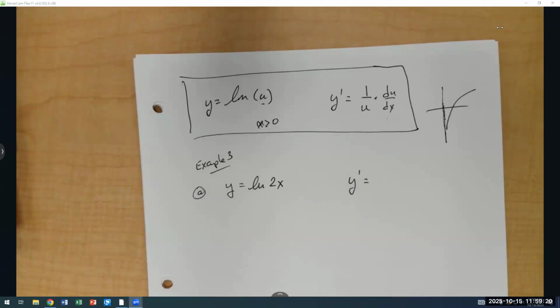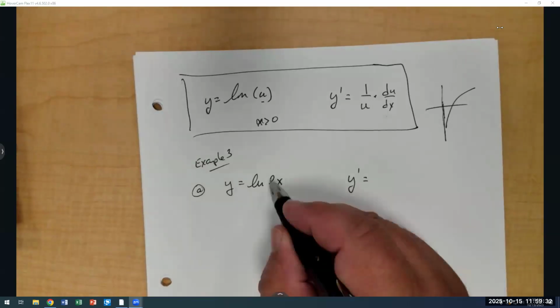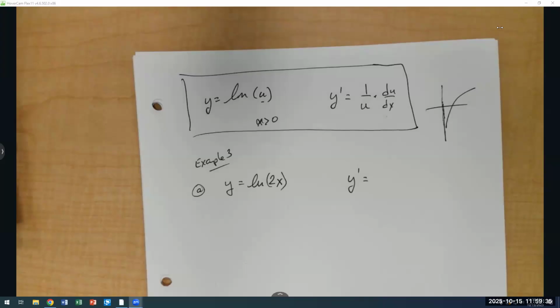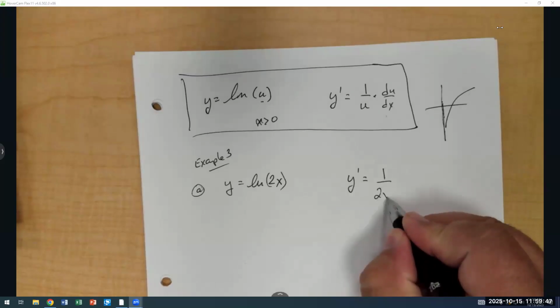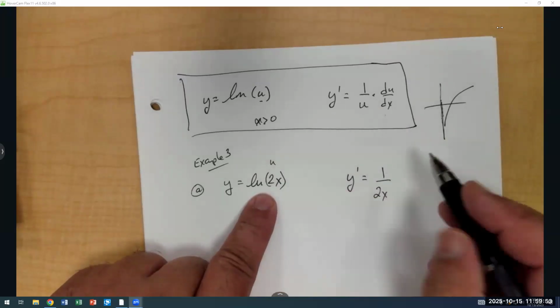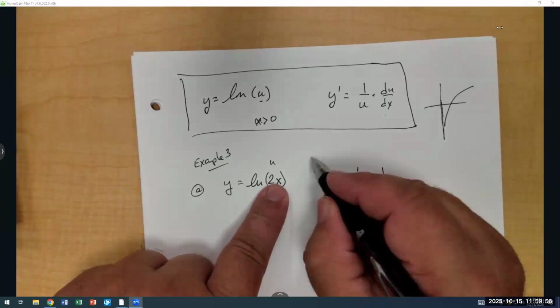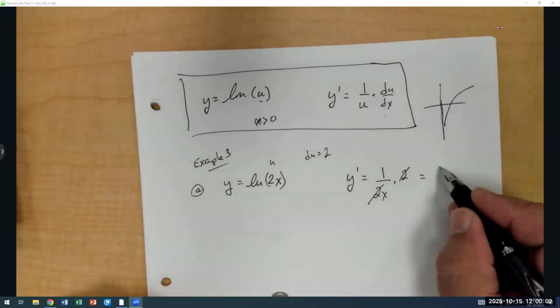Y equals ln of 2x. So what's the derivative of this using our formula? This should be in parentheses. Would it be 1 over 2x times 2? Very good. Because this is our u, so it's 1 over u, so it's 1 over 2x, times the derivative of u. du is 2. The 2's cancel, so we get 1 over x.